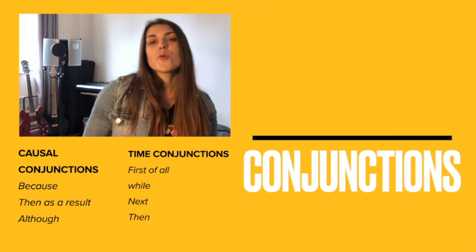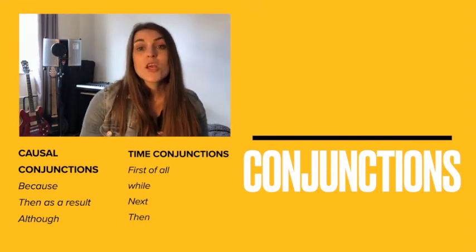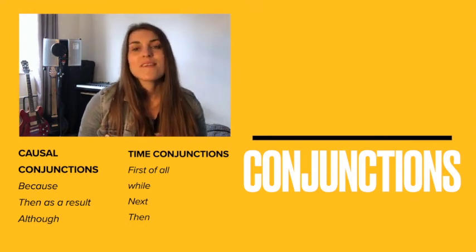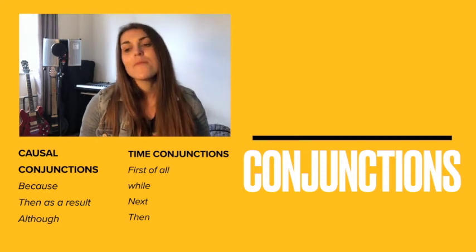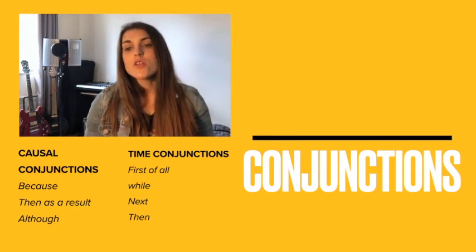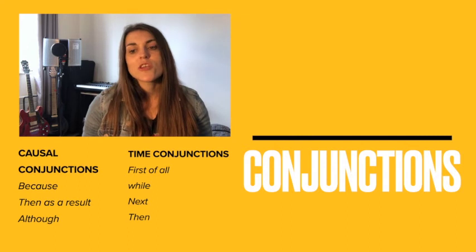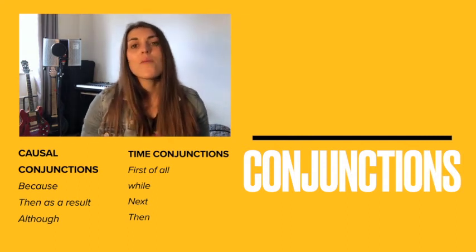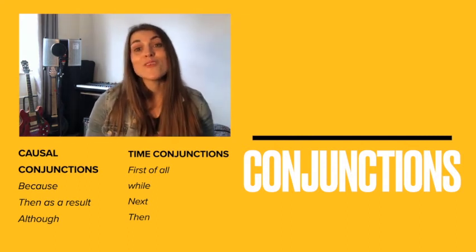If you went back through the shark text again, you would see conjunctions in there, types of connectives that bring our sentences together. So we might use causal conjunctions and time conjunctions. So there's a few examples on screen now of different conjunctions that you might want to use within your fact file.